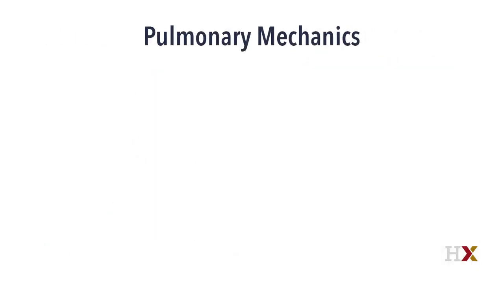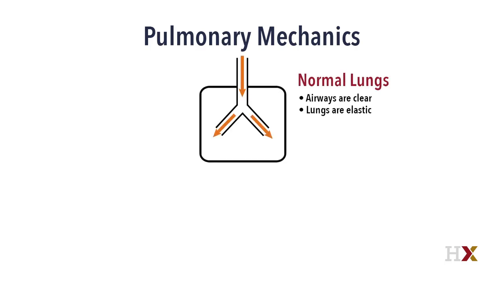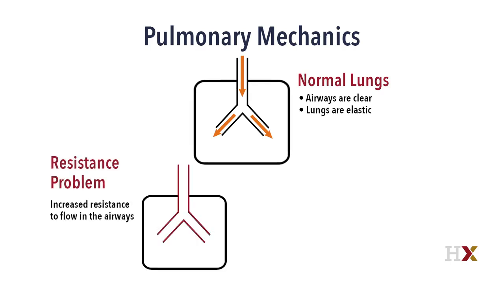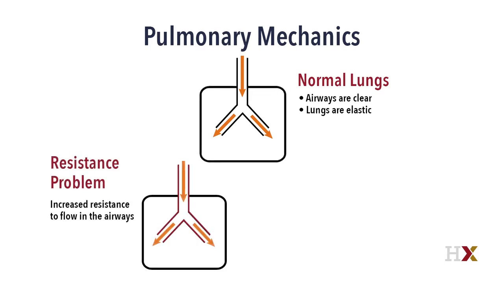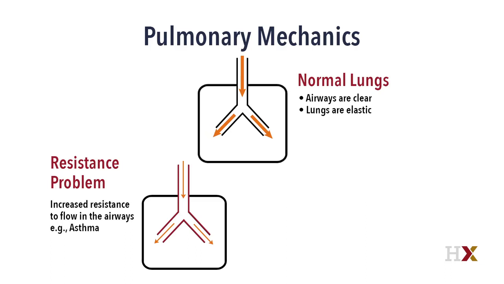Considering pulmonary mechanics is very important, and we don't often think about it in cases where we're not talking about mechanical ventilation. In this example here, we have at the top a normal set of lungs and airways. However, some of our patients can have resistance problems. Resistance means resistance to flow. You have to have airflow to have resistance. And you can see here in this example, this might represent somebody who has asthma, would be a great example of somebody who has a resistance problem.